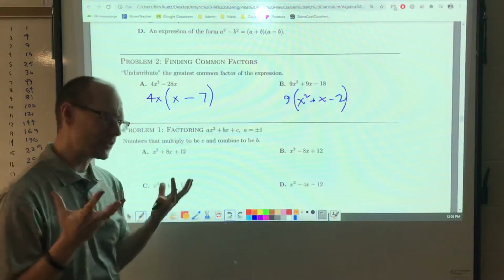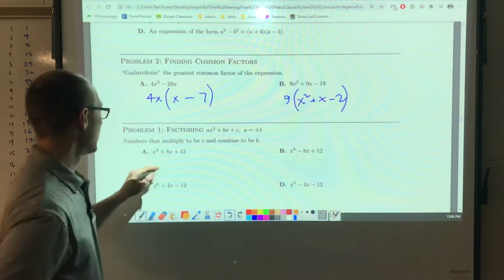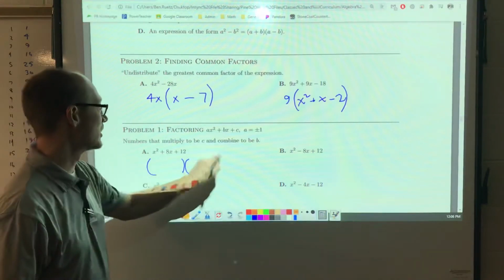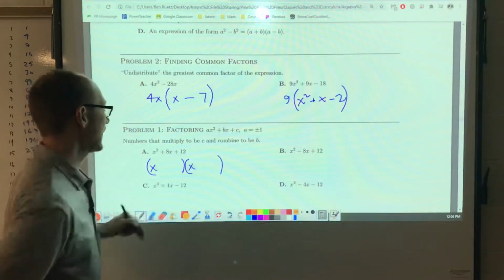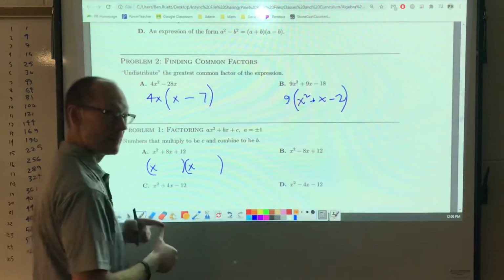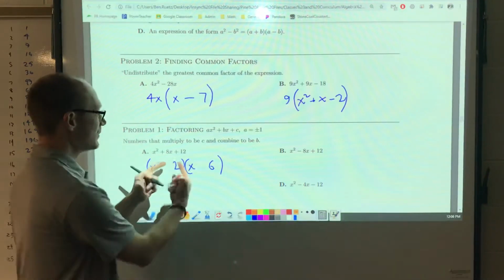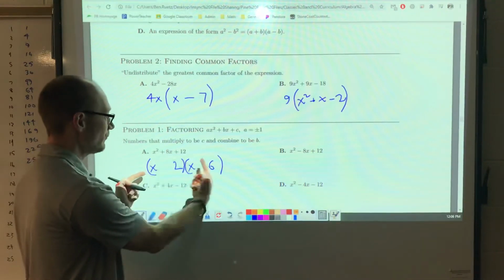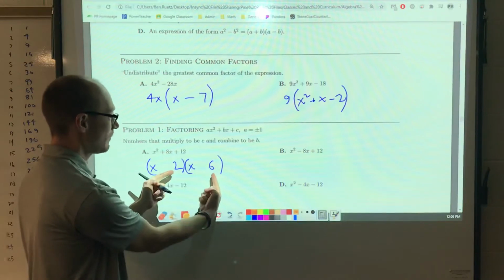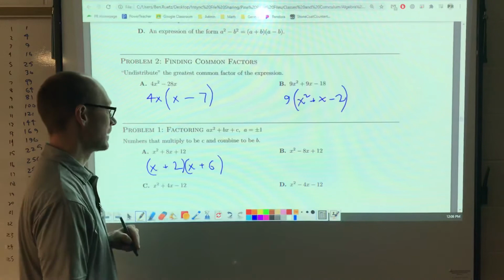And if you kind of treat this as more of a puzzle than a chore, it might be a little bit more enjoyable. I'm going to set up my 2 sets of parentheses here, x and x. Again, I'm looking for numbers that multiply to be 12 and add to be 8. Couldn't that be 2 and 6? They've got to be the same sign so that when you FOIL this, you get a positive 12. That same sign is positive. So we have x plus 2 times x plus 6.